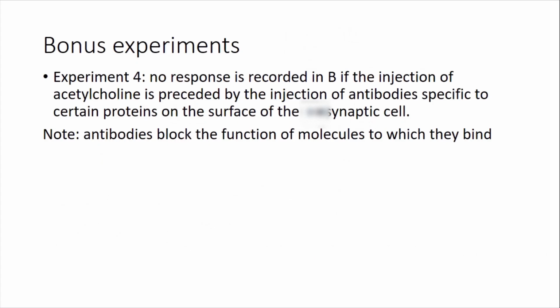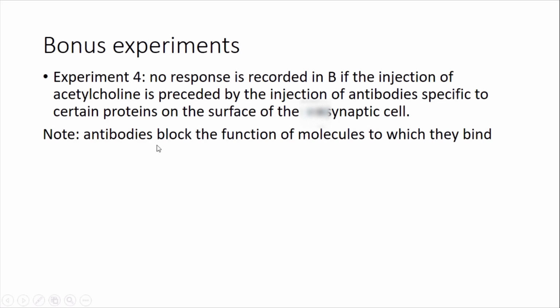A bonus experiment. So this is something you might see in the exercises or in the exams. I'm giving it to you for free, without marks. So they said no response is recorded in B if the injection of acetylcholine is preceded by an injection of antibodies specific to certain proteins on the surface of the presynaptic cell. There's a lot to understand here.